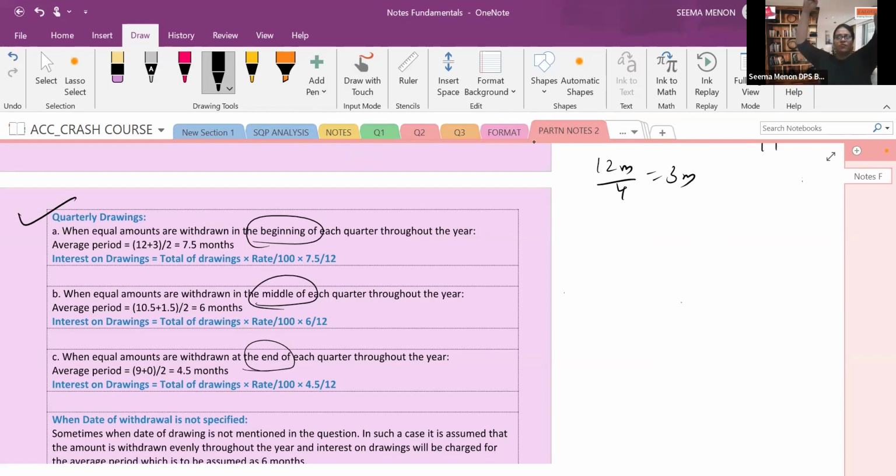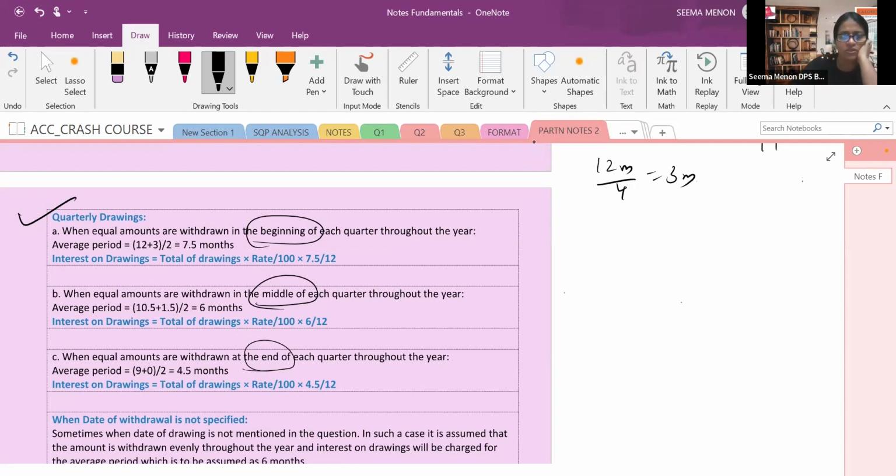We discussed majorly for monthly withdrawal: beginning of the month, mid of the month, end of the month. The same way, beginning of the quarter, mid of the quarter. Now you will understand, 1 quarter means how many months? 3 months. That understanding is a must. Quarter, the word itself, 4 divided by 4. So 12 months divided into 4 segments. That is, each segment will have 3 months.